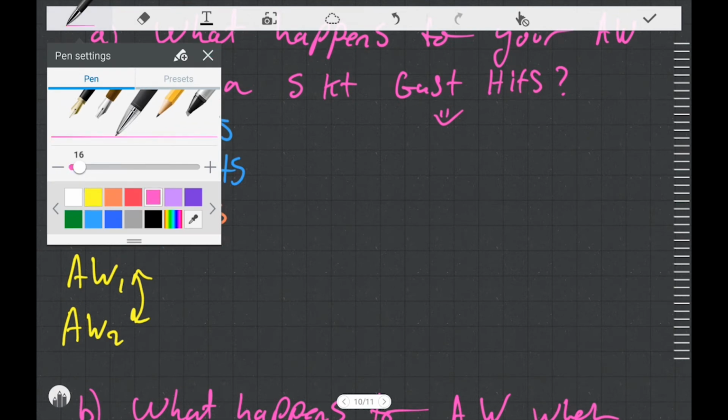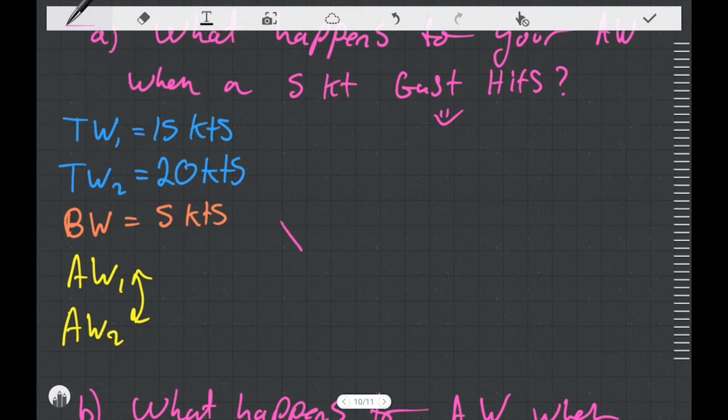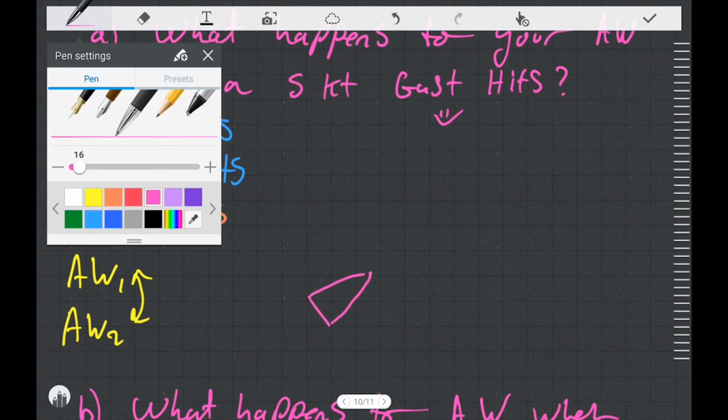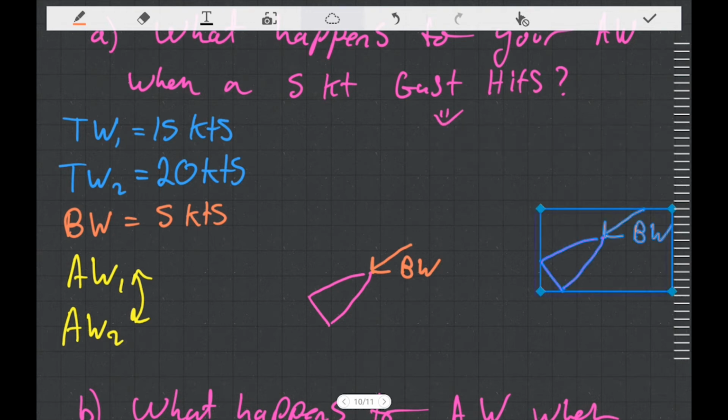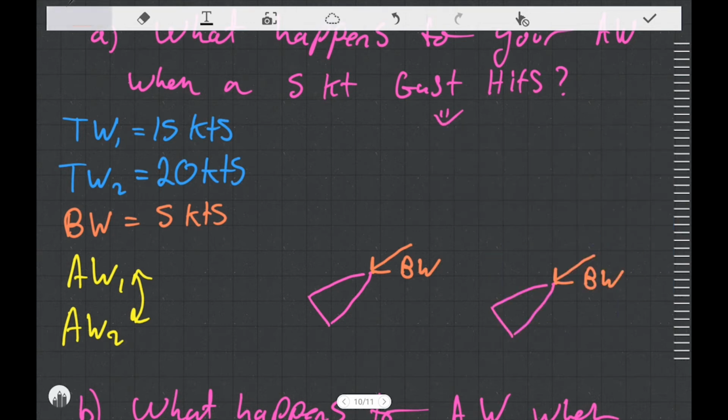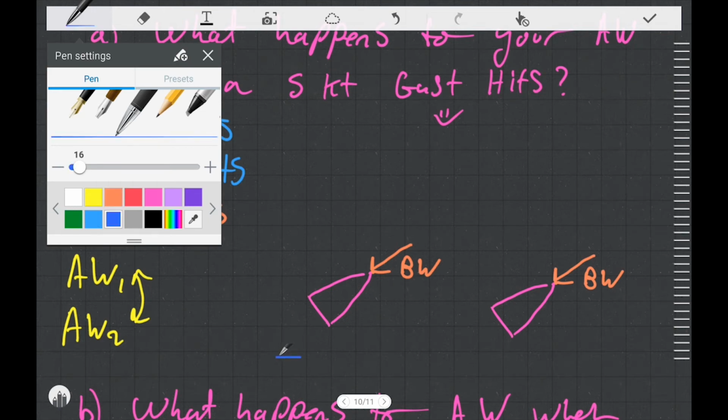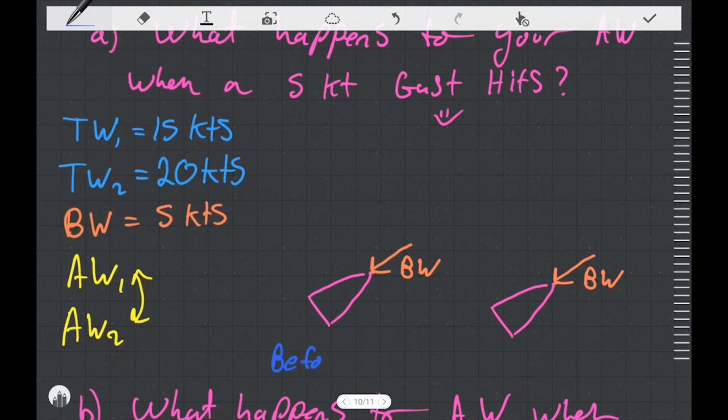So let's start drawing our diagram. We'll start by drawing a boat on a close-hauled course. And I'm just going to move that boat down a little bit. Because we have the same boat wind for both boats, I'm going to draw the boat wind right now as 5 knots first, and then I'm going to copy it so that we can work on both diagrams at the same time. So just to label it, here we have before gust, and here we have after the gust.